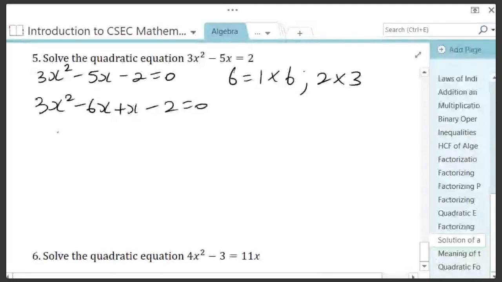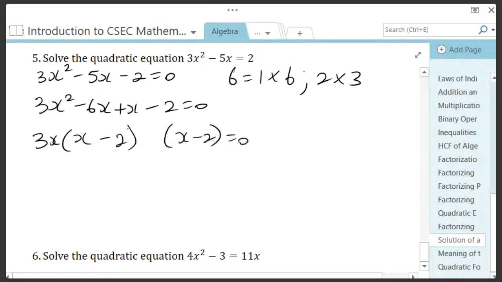The HCF of the first two terms here is 3x. 3x squared divided by 3x here is x, minus 6x divided by 3x here is minus 2. Repeat the brackets here, x minus 2, this is equal to 0. Plus x divided by plus x here is 1. 1 multiplied by minus 2 is minus 2. Factorizing out the brackets here and putting these terms here in a bracket.